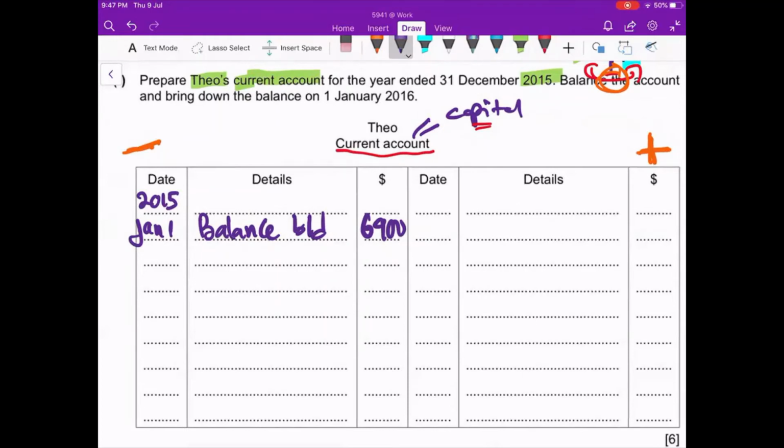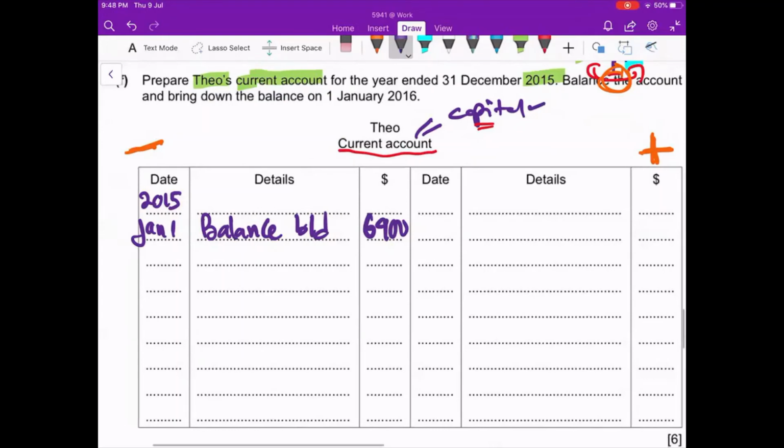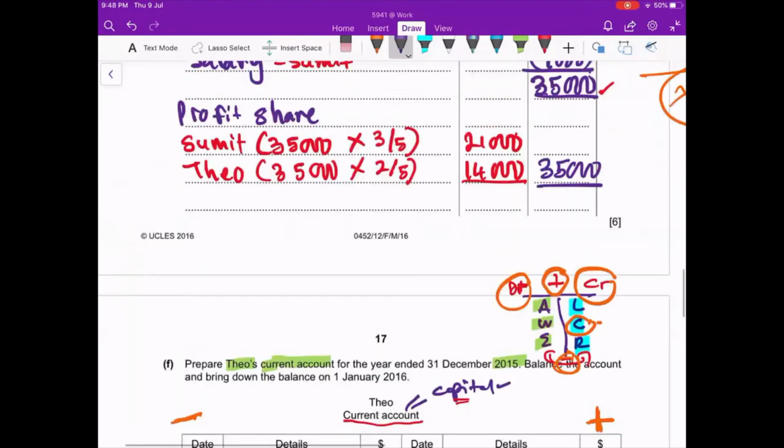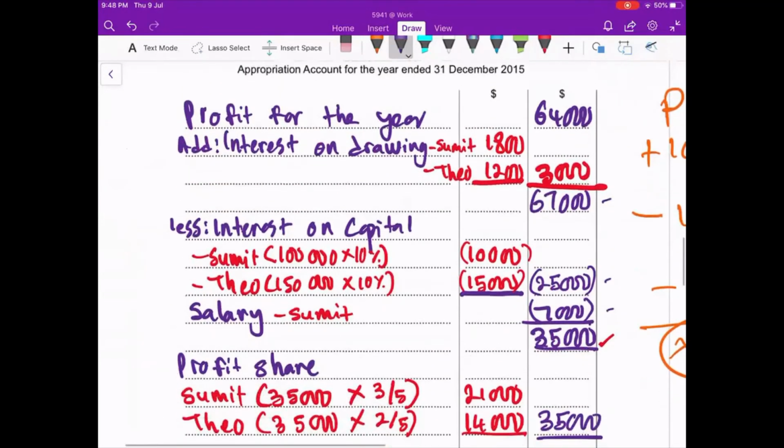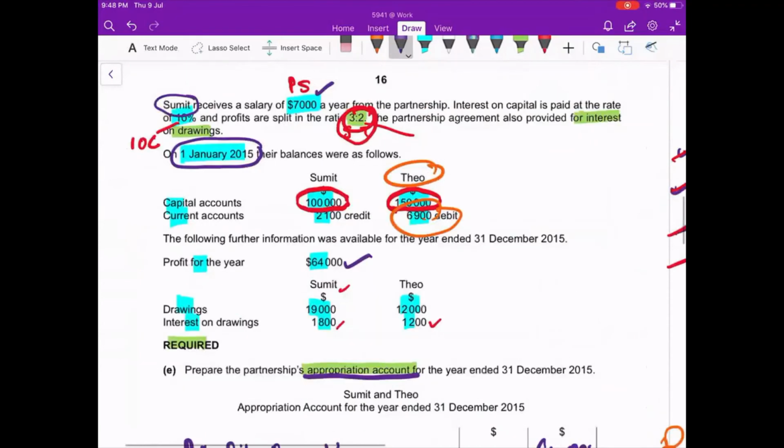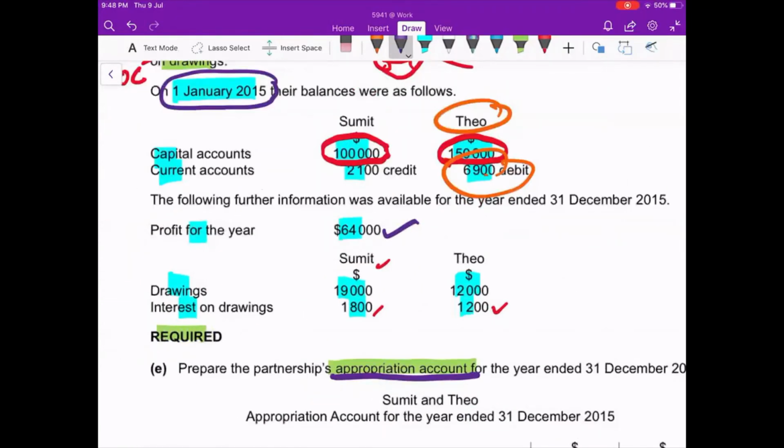Okay, after that, all the information related to Theo, we need to write inside here, except the capital. Capital will be in the capital account. Everything else related to Theo, we record in the current account. So normally, I'll check the question first, before we look at the appropriation account, to see anything that you need to record for Theo. So first one, the current account, I recorded the balance BD. Capital account cannot go to the current account, so leave it. Profit, there's no profit, leave it.